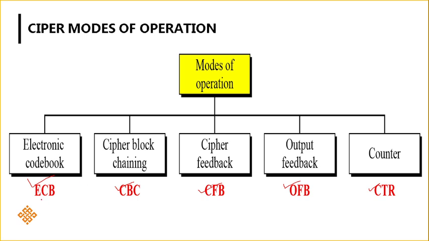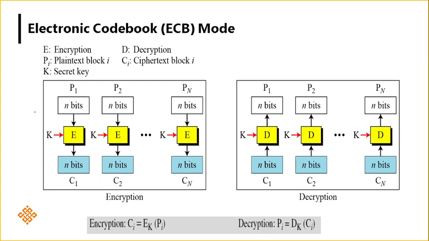Among these 5, the first two, that is ECB and CBC, are known as block cipher modes of operation, and the remaining we call stream cipher techniques. So now let us see one by one.